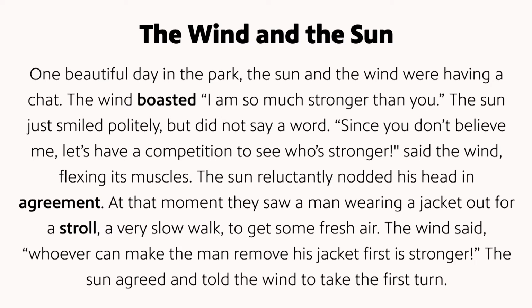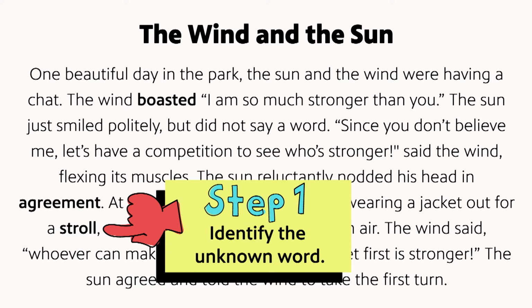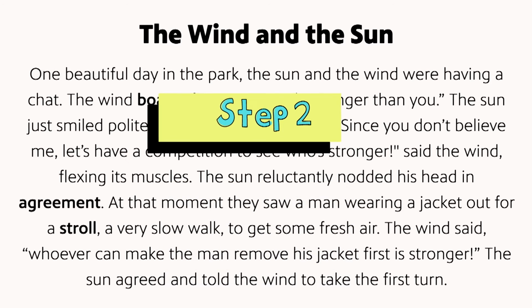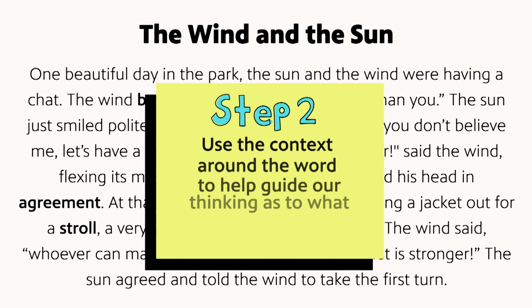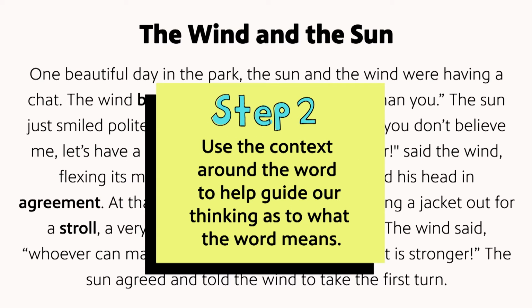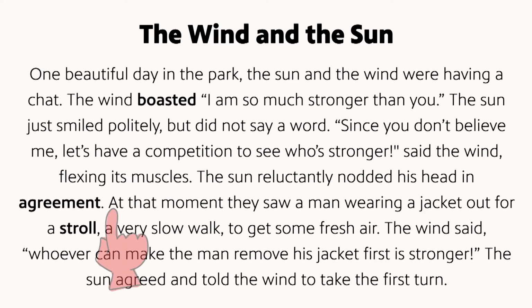Great job! You noticed stroll. Since we've identified stroll as our unknown word in step 1, now it's time for step 2. Use the context around the word to help guide your thinking of what the word means. Here's the sentence again. At that moment, they saw a man wearing a jacket out for a stroll, a very slow walk to get some fresh air. What context clues did you notice that help you understand the word stroll?